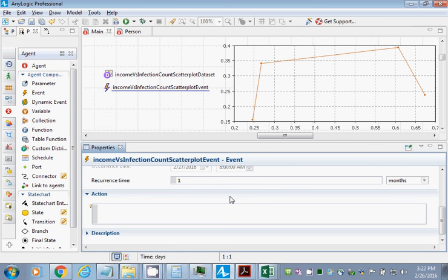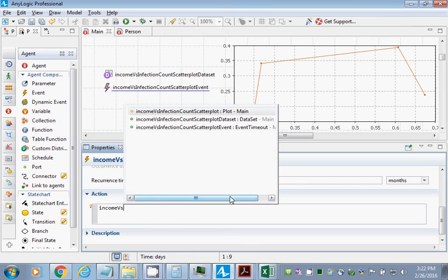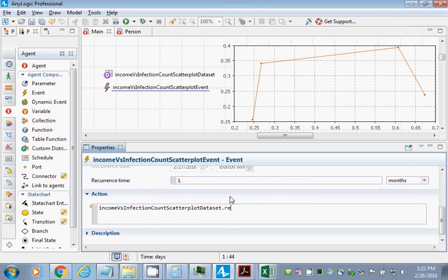So for that person, what do we need to add? We need to add their data to this dot income versus infection scatterplot data set. And what do we need to add? Well, it's an income versus infection count. So first we need to add their X value. First, what do we need to add for their X value?